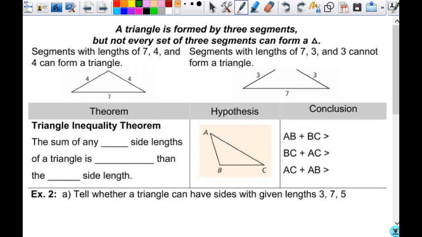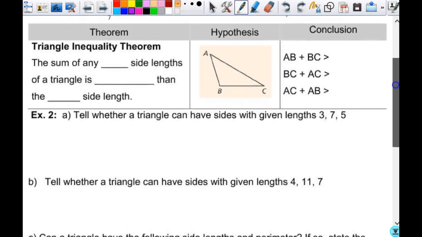So it says segments of length 7, 4, and 4 can form a triangle, right? All right, so 7, 4, and 4 can form a triangle because these 2, when the drawbridge closes, actually meet right there. But here, this 3 and this 3, when they keep closing, it's going to be here, and you're going to have a gap there, and it's not going to create a triangle. So that's where the triangle inequality theorem comes in. It's very easy to figure out what the triangle sides have to be to work and make a triangle.